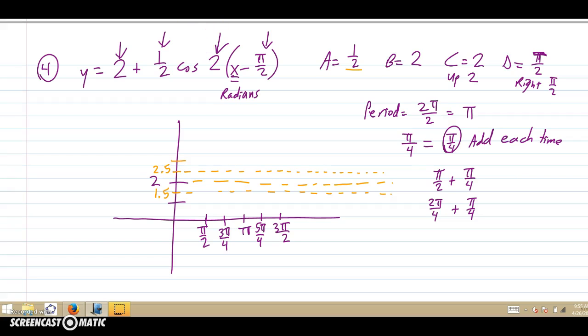This is cosine, so it'll start at a high point. But remember, not at 0 this time, it starts at pi over 2. Also, my a value is positive, so that's why it's starting at a high point. Go to the new 0 at 3 pi over 4. And it'll go down, and then it'll come back up. So there's my artist approximation of this graph.